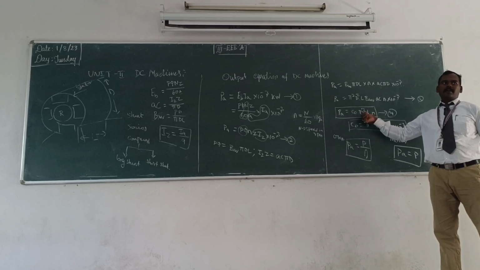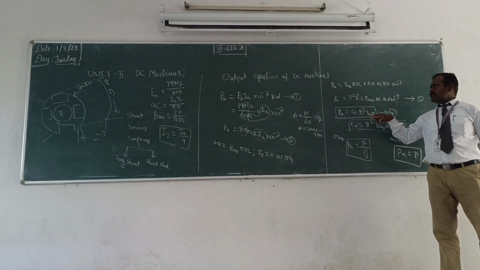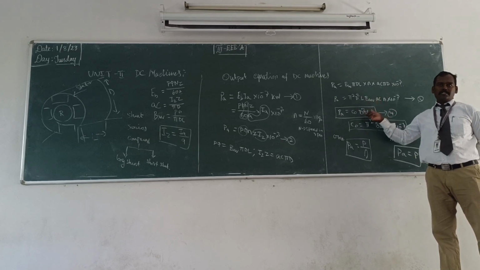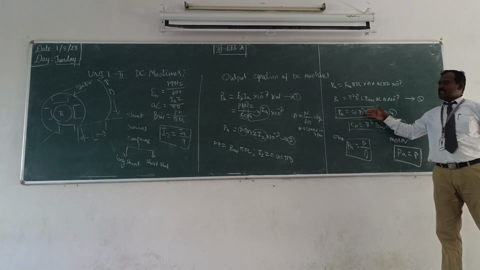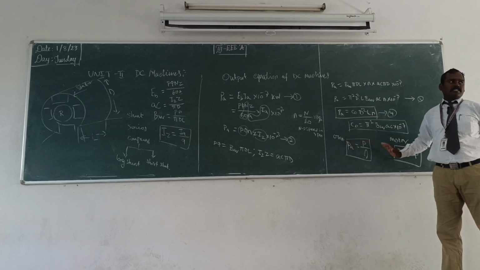D is the diameter and L is the length of the machine, which are the main dimensions. While designing the machine, you should find the diameter and length. For that case, you need to derive this output equation. This output equation can be considered for both motor as well as generator.